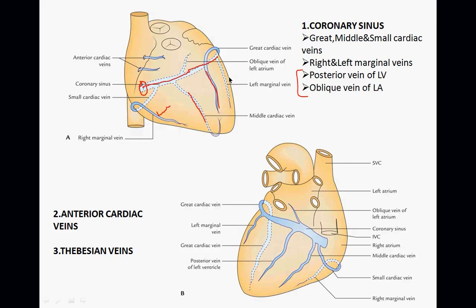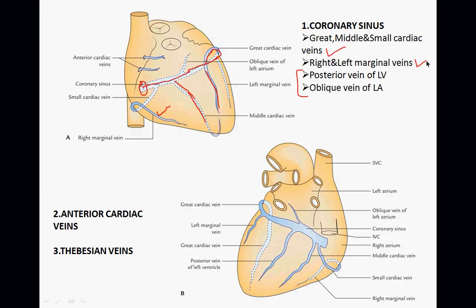The great cardiac vein accompanies the two main branches of the left coronary artery, LAD and LCX. It accompanies both these arteries and drains into the left end of the coronary sinus. This is the great cardiac vein. The middle cardiac vein accompanies the posterior interventricular artery that we already saw, and it drains into the coronary sinus. The small cardiac vein accompanies the right ventricular branch, and it also drains into the right end of the coronary sinus. This is about the cardiac veins.